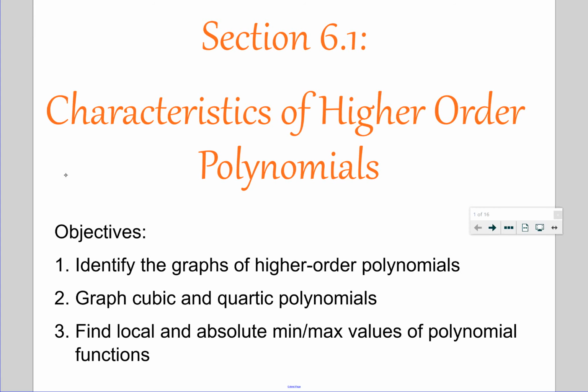Hi everyone, this is the beginning of our fourth unit. This is going to start with section 6.1, characteristics of higher order polynomials. The objectives in this section are to identify the graphs of higher order polynomials, graph cubic and quartic polynomials, and then find local and absolute min and max values of polynomial functions.